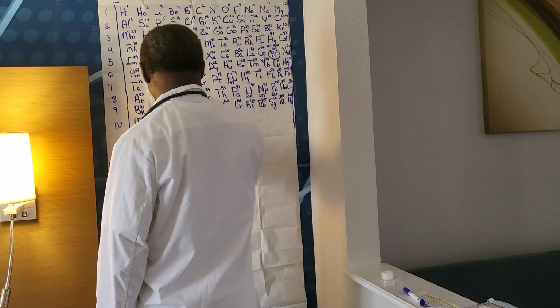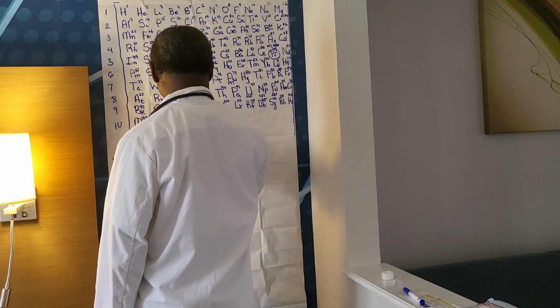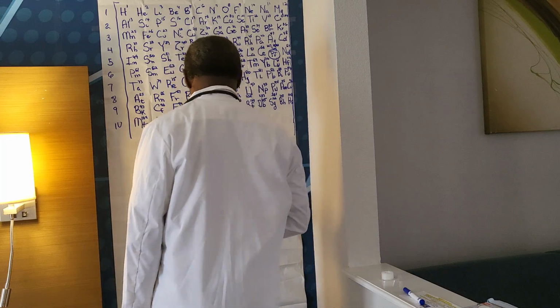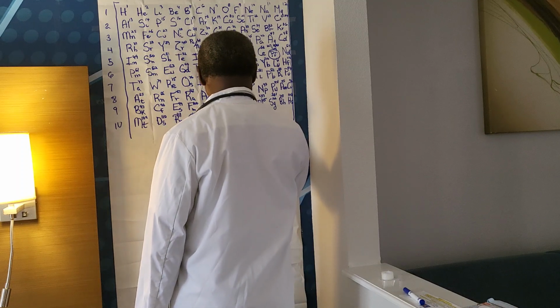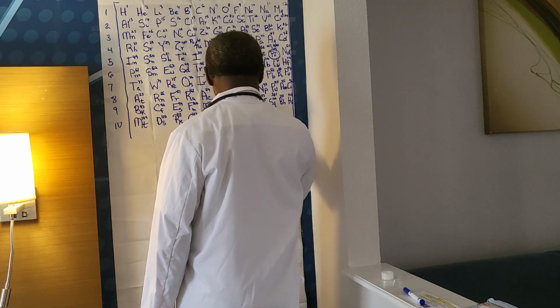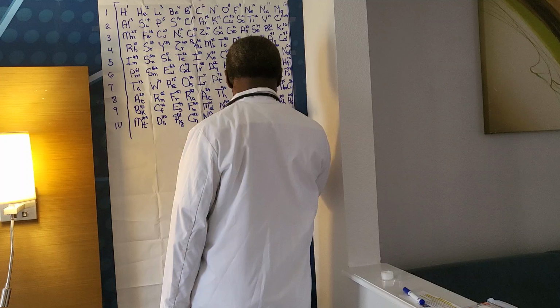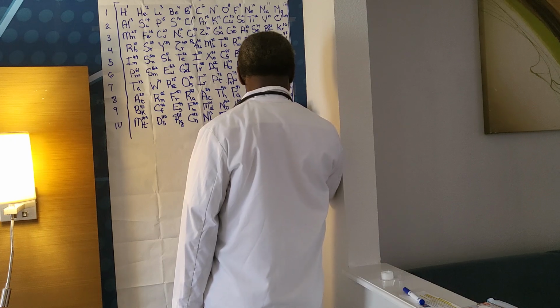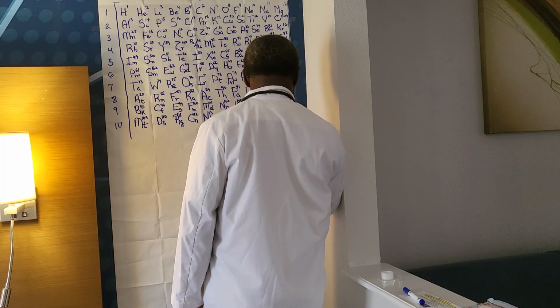110, darmstadtium. 111, roentgenium. 112, copernicium. 113, nihonium. 114, flerovium. 115, moscovium. 116, livermorium. 117, tennessine. 118, oganesson. 119, henium. And 120, bymillion.